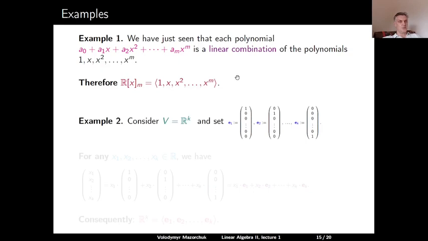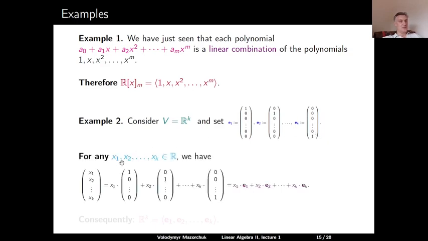Here's example 2. Consider the vector space R to the power k and define the following elements in this set. Let e1 be the vector which has first coordinate 1 and the rest are 0. e2 is a vector where the first coordinate is 0, the second is 1, and then the rest is 0. And so on. The last element ek has all coordinates 0 except the last one, which has coordinate 1.